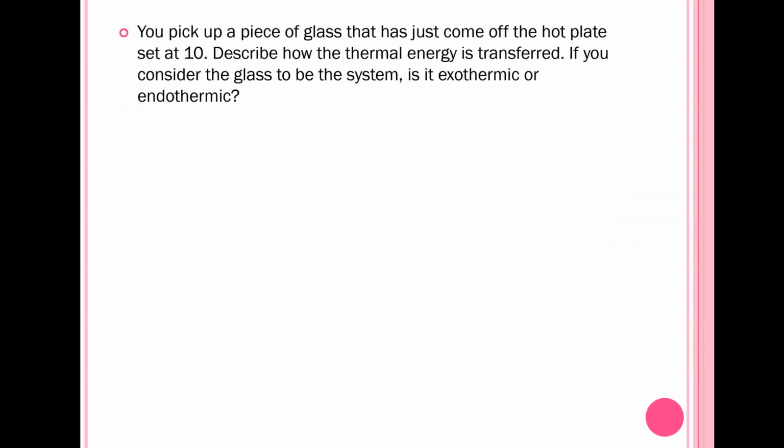So let's talk about heat transfer here. You pick up a piece of glass that's just come off the hot plate. Hot glass looks just like cold glass. Describe how the thermal energy is transferred. So this has high temperature. My hands have lower temperature. Heat always moves from high temperature to low temperature. So the heat is leaving the glass and going into my hands. If I consider the glass to be the system, it is exothermic.